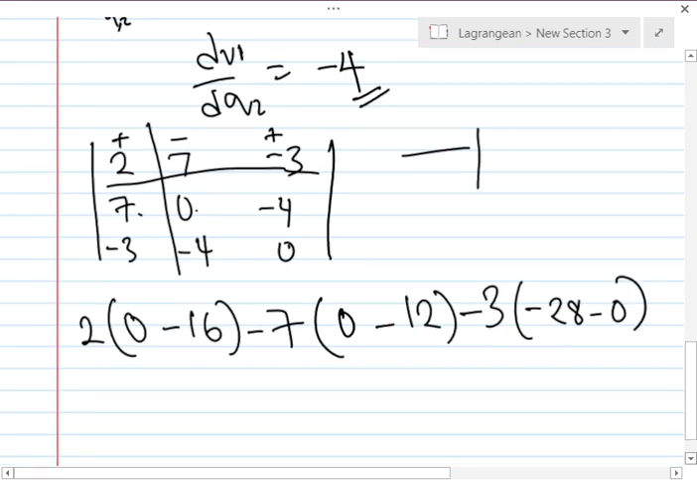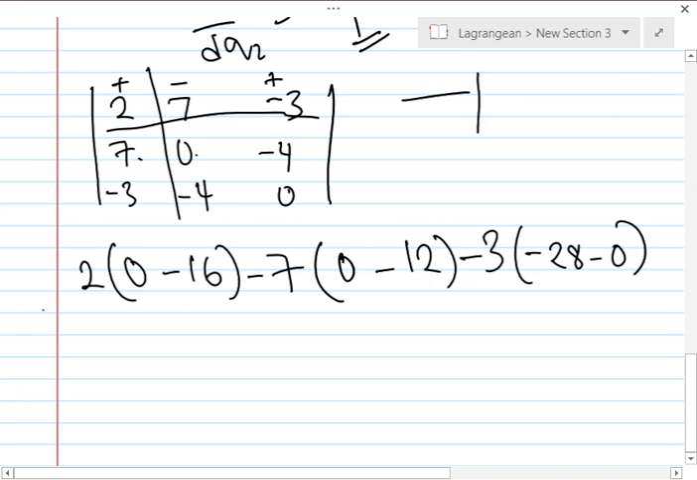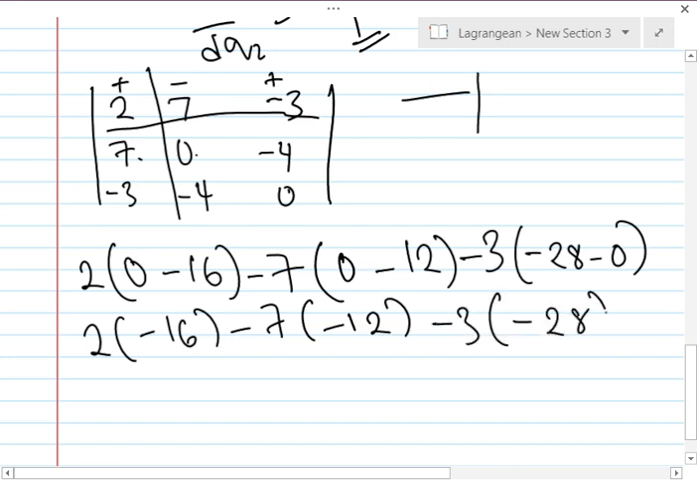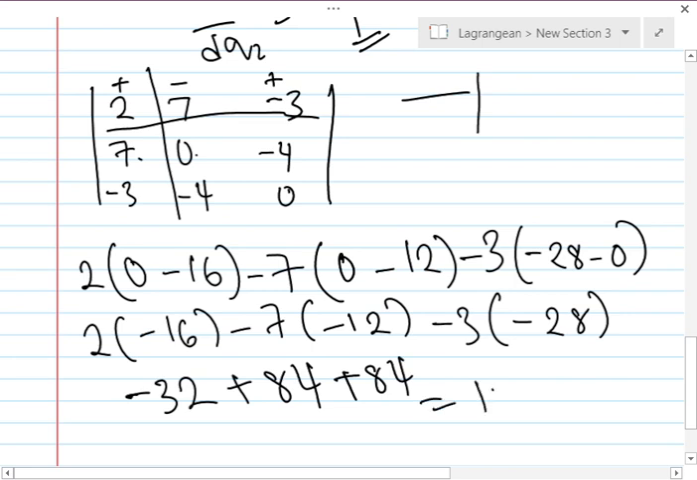Close your bracket. Okay, if you expand all this and solve, should we do it? I don't think we should, but let's just do it for the sake of it so no one gets confused. 0 minus 16 minus 16, minus 12, minus 3, minus 28, so this is what we have here. If you multiply, minus 32 plus 84, right? Oh, I'm just mixing everything up. Yes, plus 84 again. So when you add all this together, we have 136. So this is our Hessian determinant.